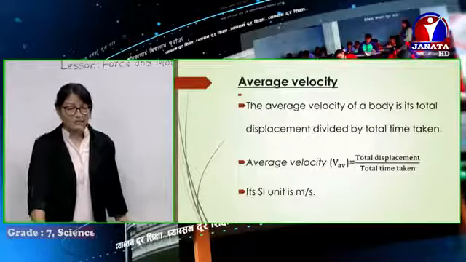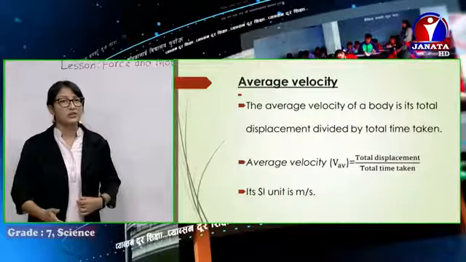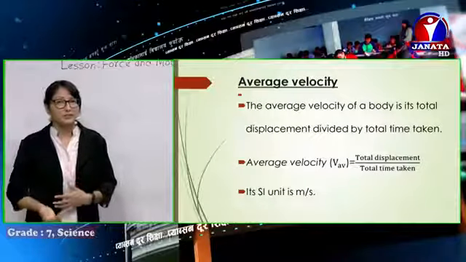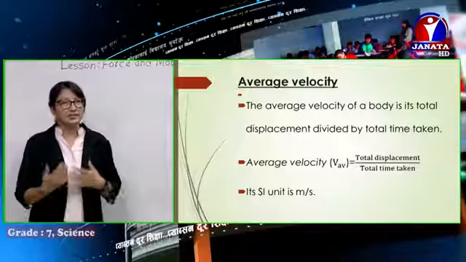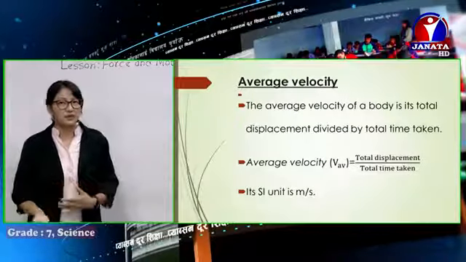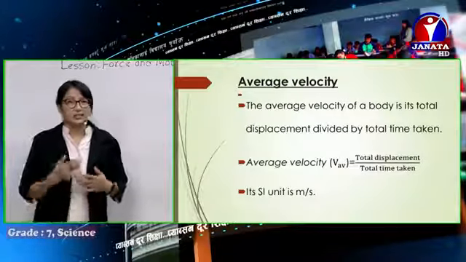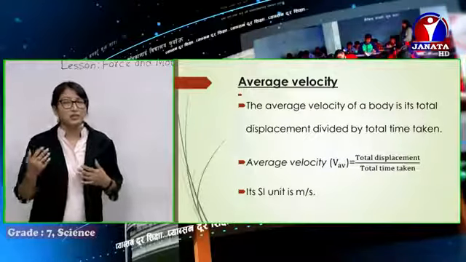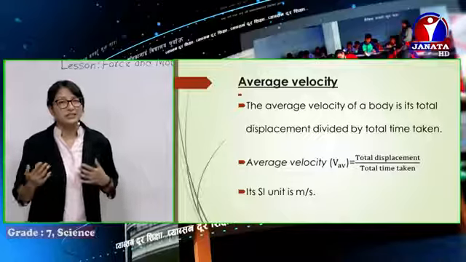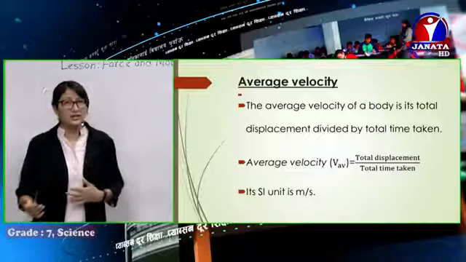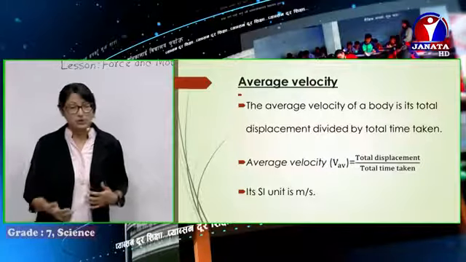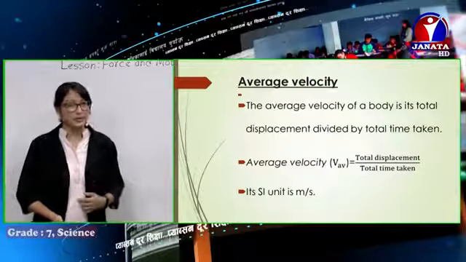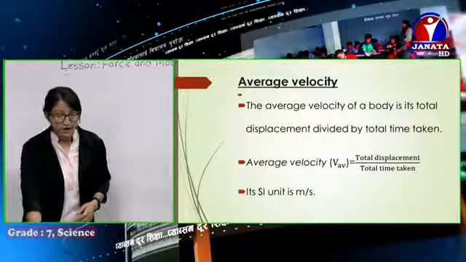Next we have average velocity. If a body covers different displacements in different times, like in the first 1 second it covers 10 meter, in the next second 5 meter, in the next second 2 meter, how do we find the velocity? It's the total displacement covered within the total time period. That is average velocity. Its SI unit is also meter per second.